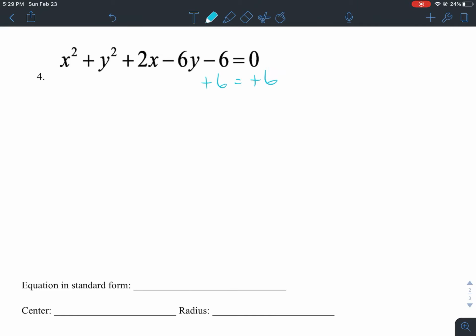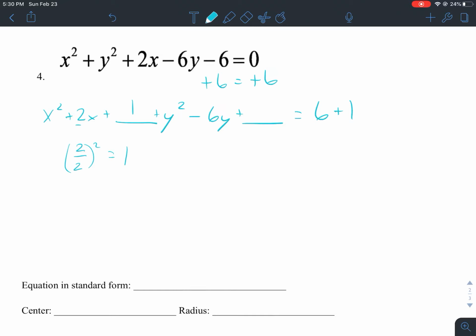So for my next line, as I rewrite it, I'm going to group my x terms together and leave my space, and group my y terms together and leave my space. So we get x squared plus 2x plus our x term plus y squared minus 6y plus our y term equals 6. Now I look and I see, okay, my term attached to my x is 2, so 2 divided by 2 squared is going to give me 1. Since I added a 1 to the left-hand side, we're going to add 1 to the right-hand side.